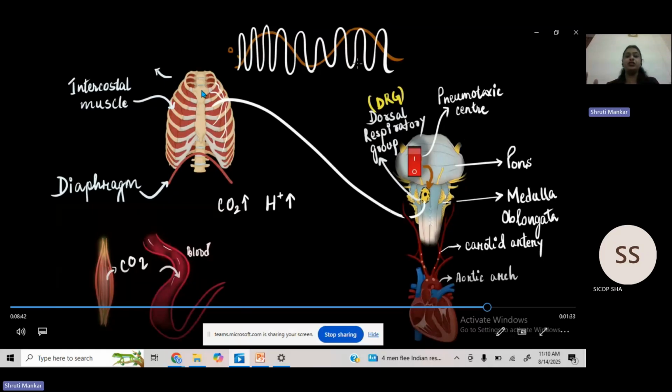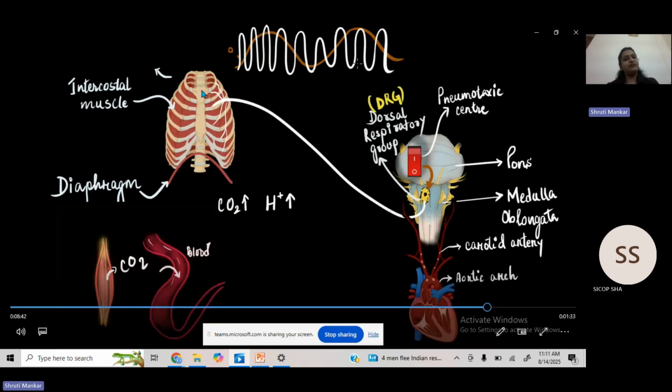Whenever there is overinflation of the lung, these pulmonary stretch receptors get activated and send impulses via the vagus nerve to your pneumotaxic center in order to inhibit the dorsal respiratory group. So what is your pneumotaxic center going to do? It is going to inhibit the DRG and prolong exhalation. The 3 to 5 seconds reference that I gave you, it is going to prolong that and switch off the DRG frequently.